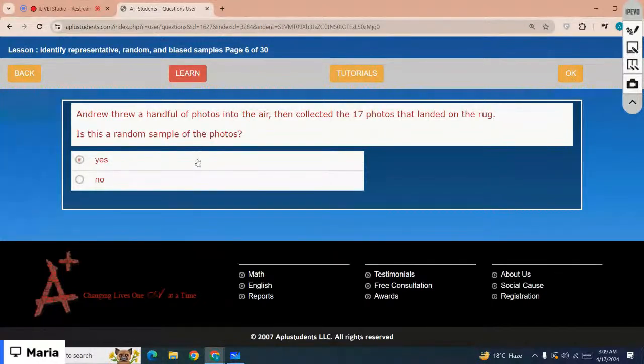Why? You just have 17 photos on the rug. The rest of them are just photos, a handful of photos, not any specific photos, right? They did not all land on the rug. Only 17 of them landed on the rug. The correct option is yes, this is a random sample.